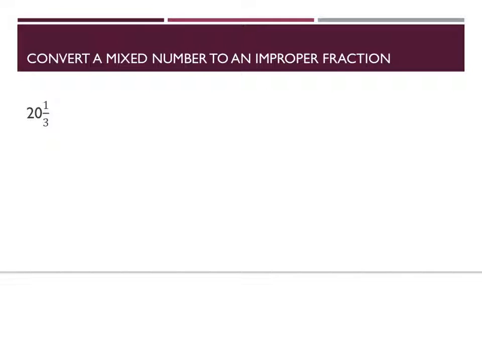One more, last chance to try it by yourself. Let's do it without the theatrics. Let's just go 3 times 20 is 60, plus 1 is 61, with a denominator of 3.